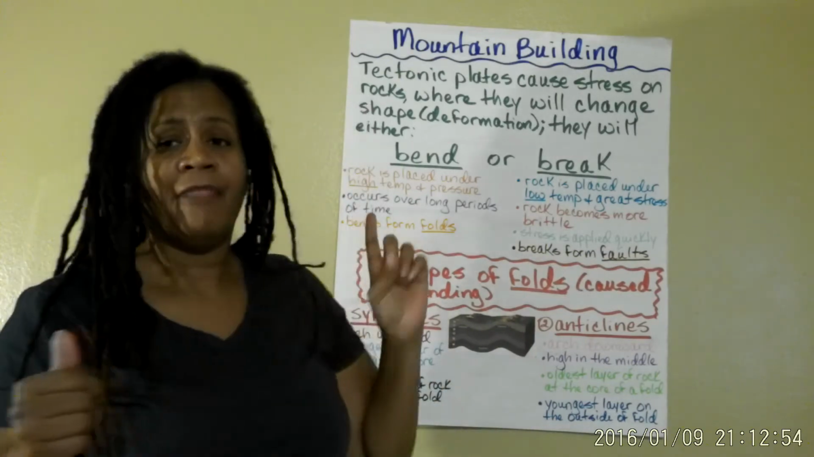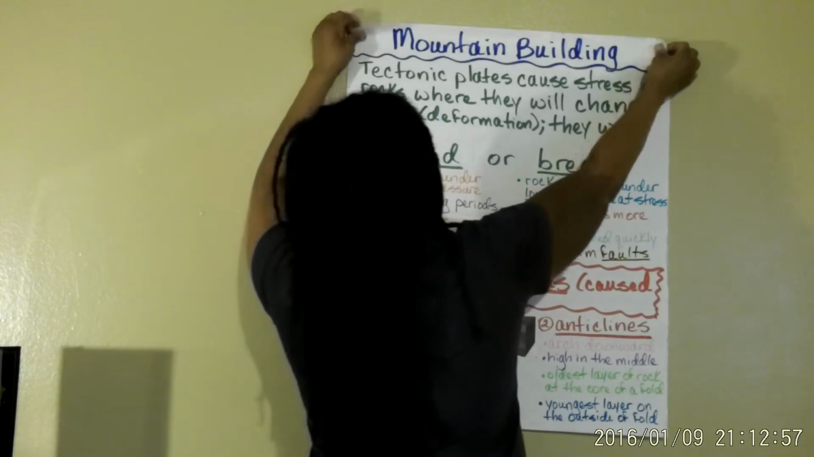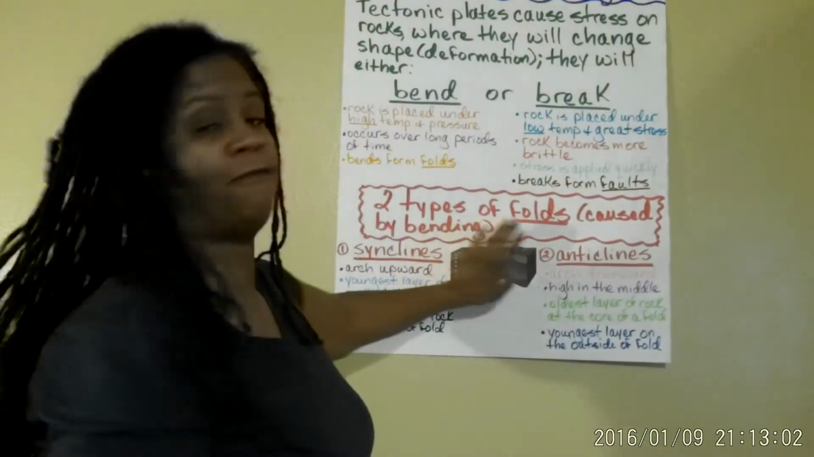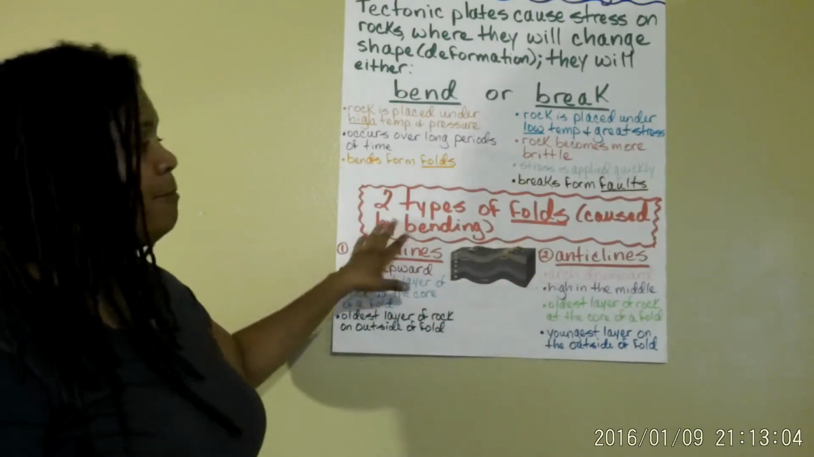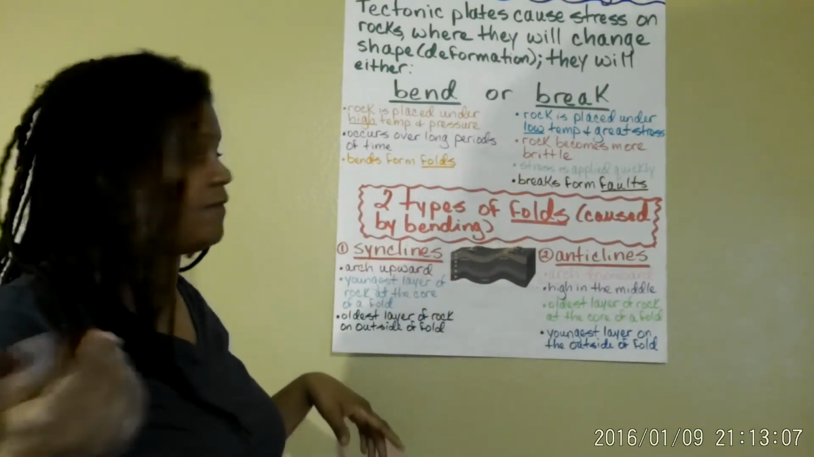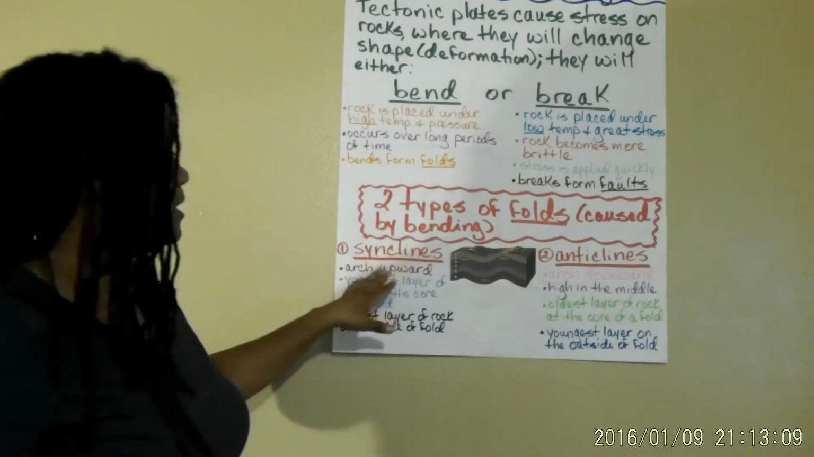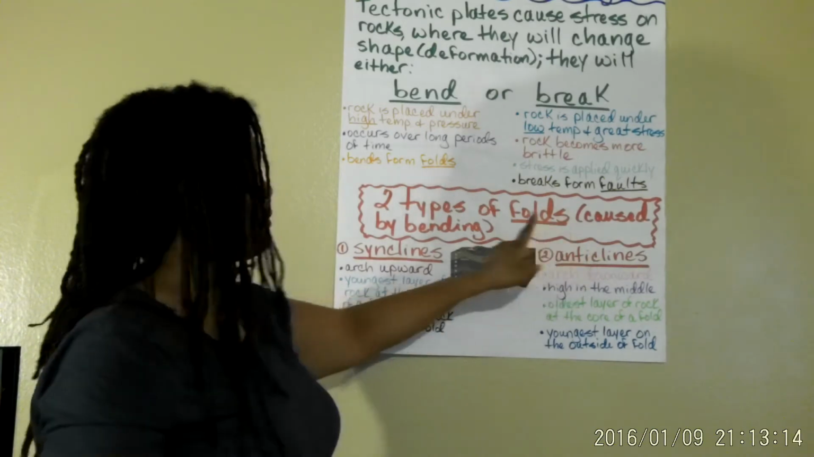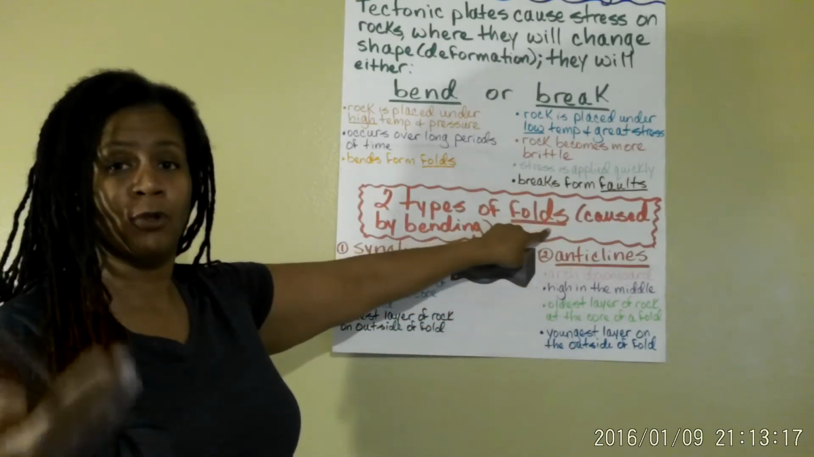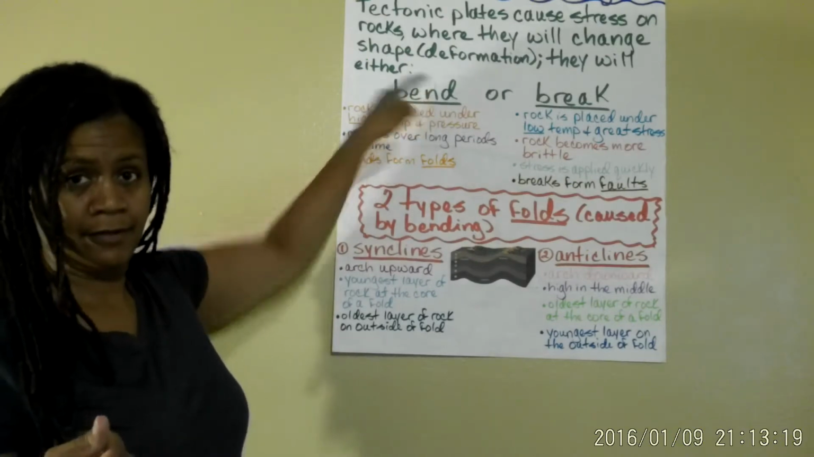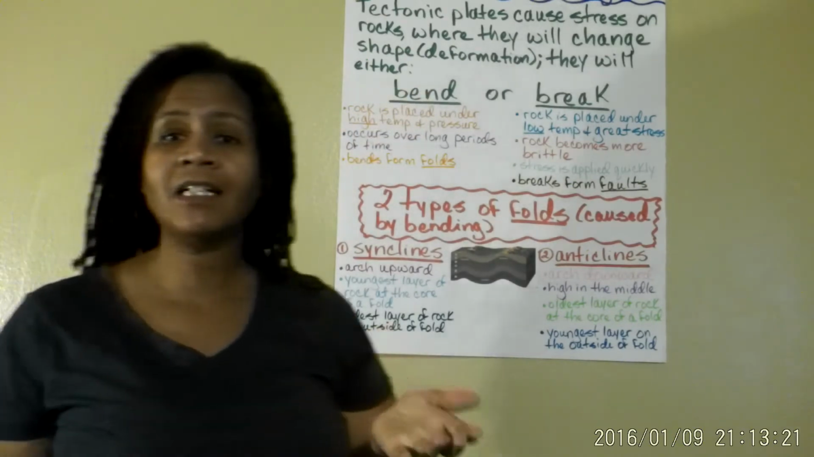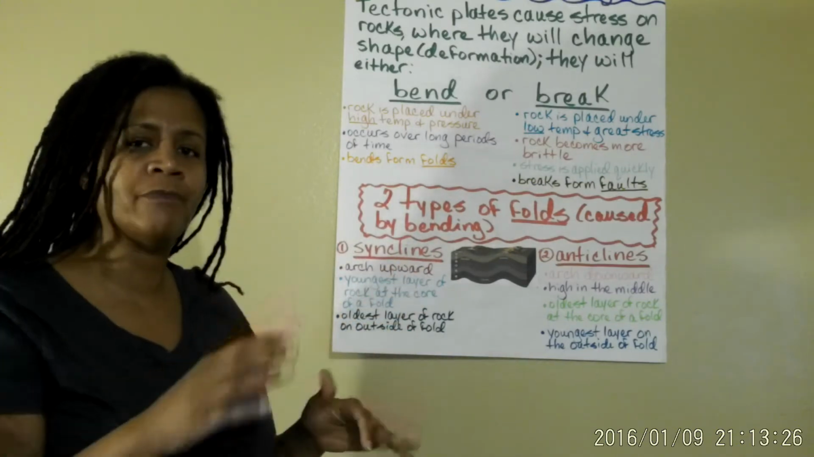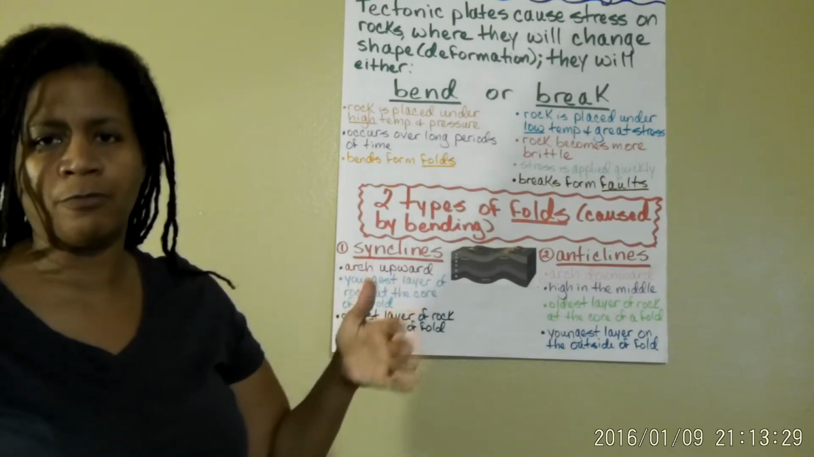Now, there are two different types of folds that can occur due to the bending, because of the bending, okay? And these folds are called synclines or anticlines. Those are the folds that occur. The folds occur because of bending, okay? So when we have synclines or anticlines, that kind of helps form the different types of landforms, or mountains in this case, okay?